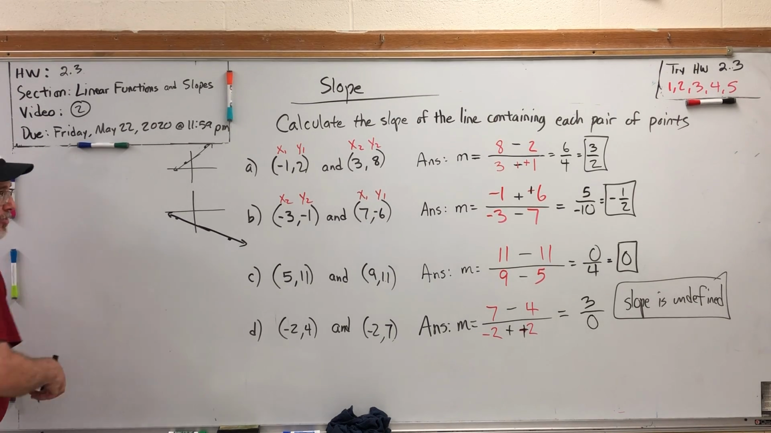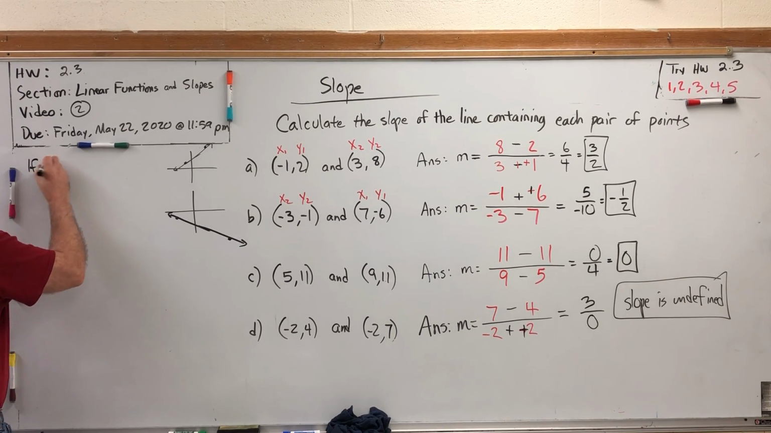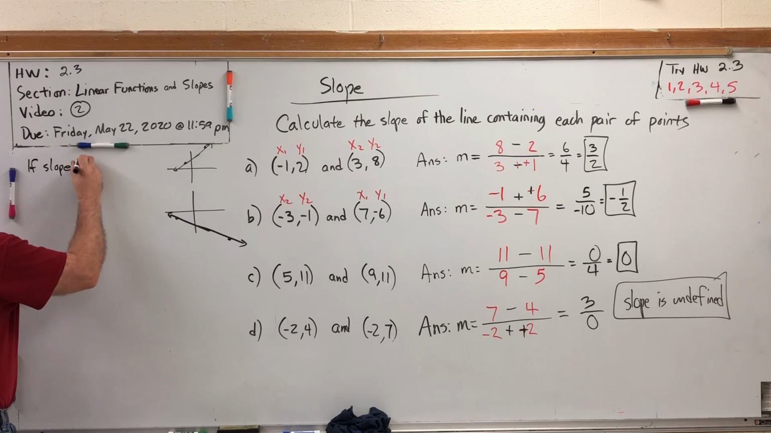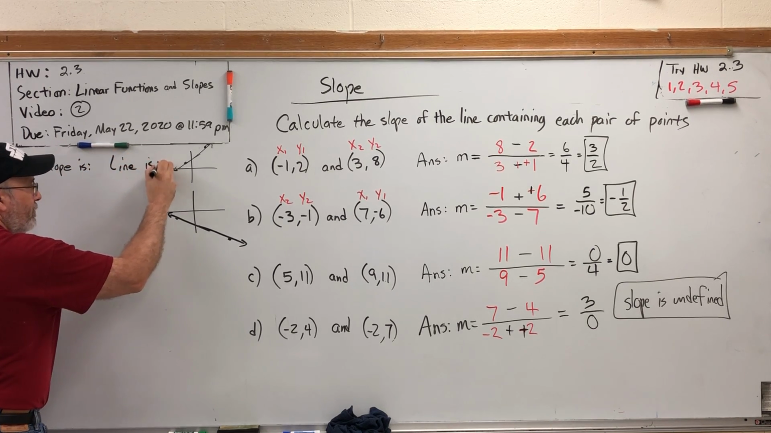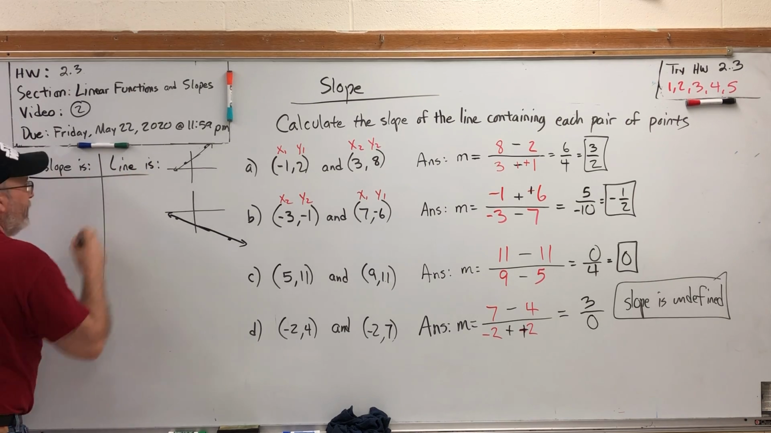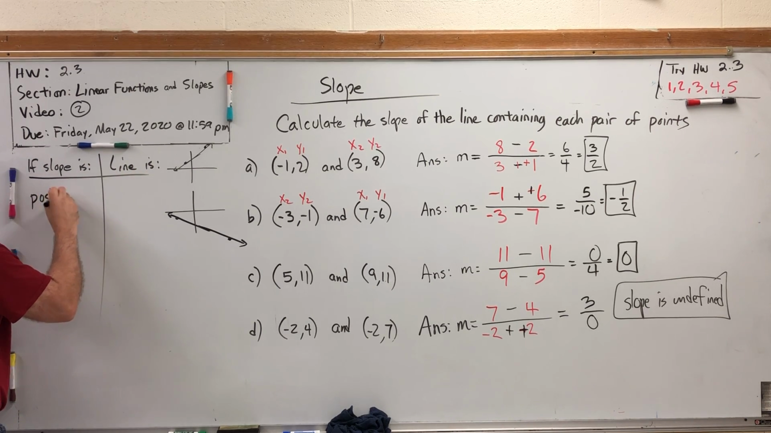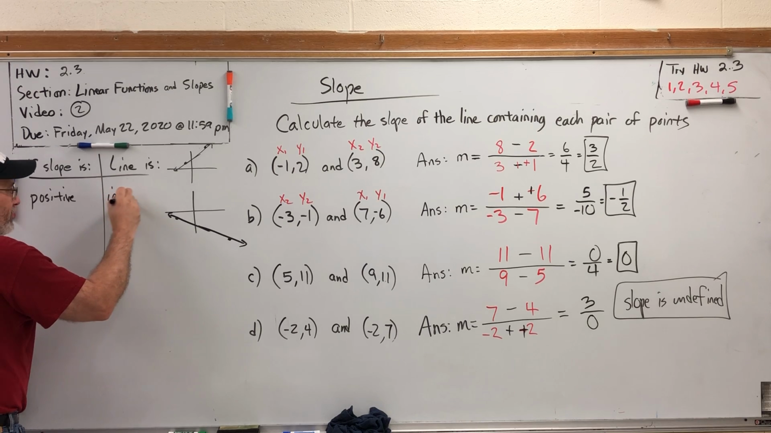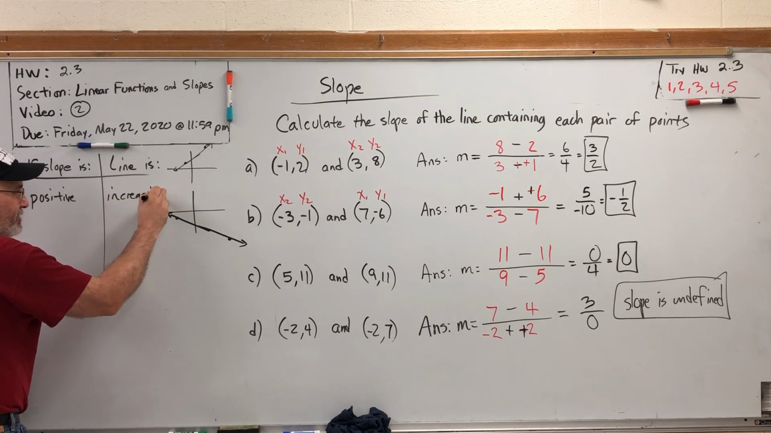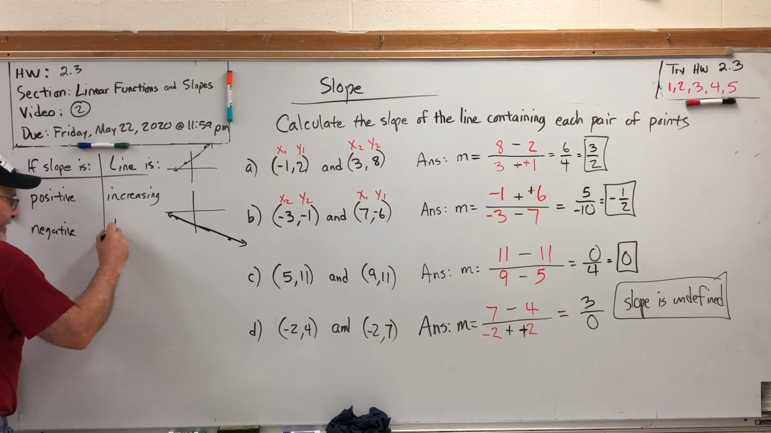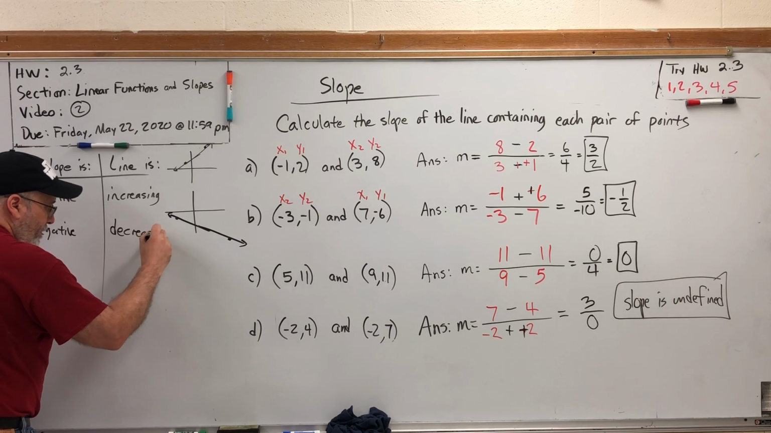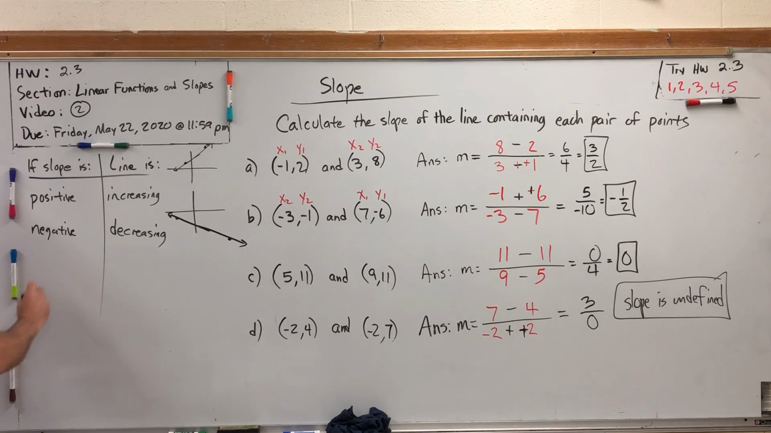In fact, I'm going to categorize these things. If the slope is, then the line is, and I'm going to make a table. If the slope is positive, then the line is increasing, and vice versa. If a line is increasing, then its slope is positive. If the slope is negative, then the line is decreasing. But we have 2 other scenarios. If the slope is 0, and if the slope is undefined.